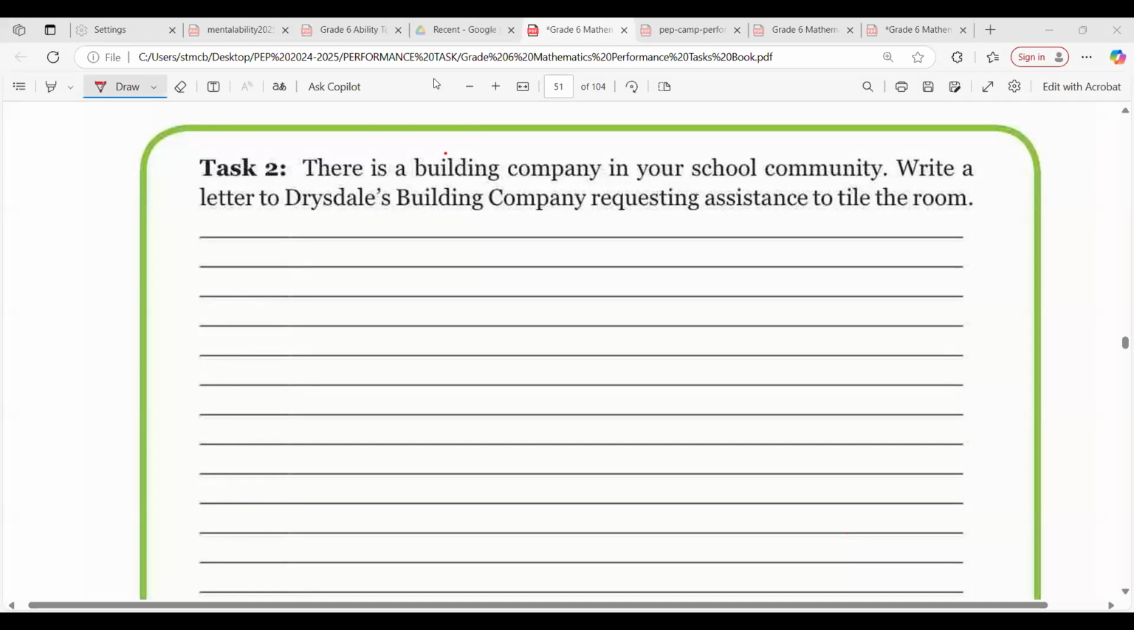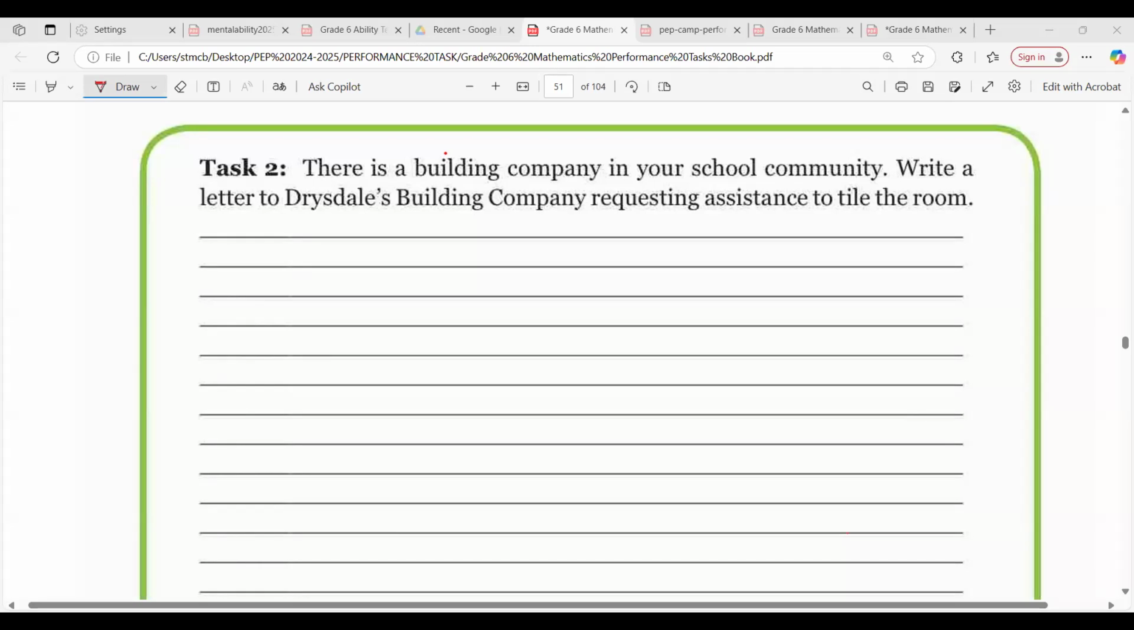So, dear Drysdale Company, I am writing to inform you that our school is in need of new floor tiles for one of our classrooms. We are reaching out to local businesses to explore potential partnerships and support. As we research potential partners, Drysdale Company stood out as a leader in providing high quality products and exceptional customer service. Our classroom requires new floor tiles to provide a safe and clean learning environment for our students.